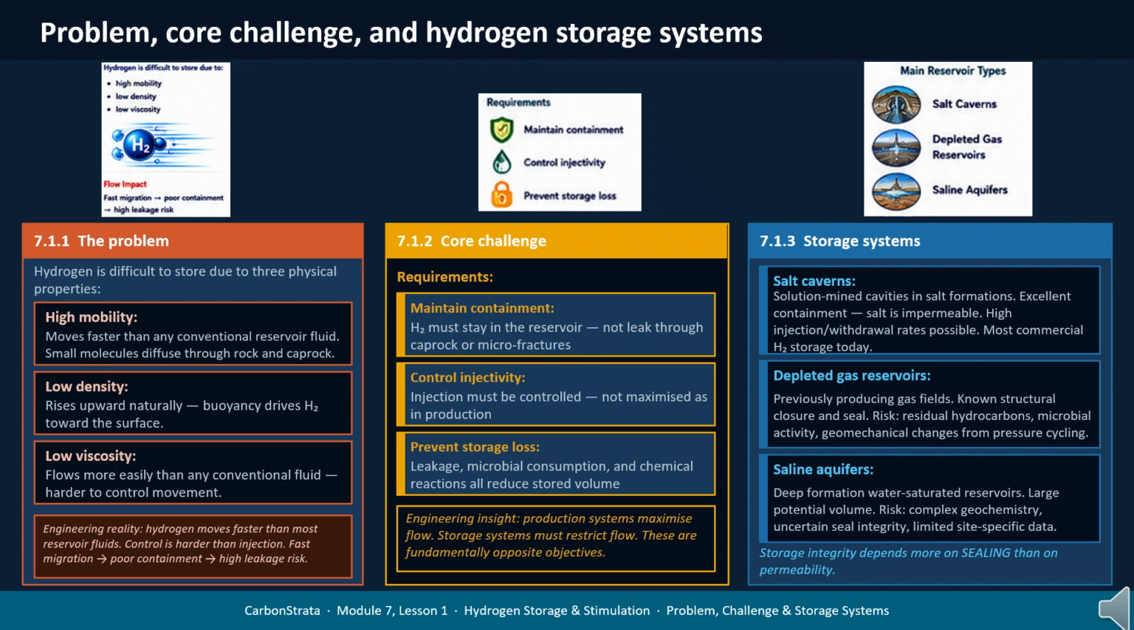The storage system also matters. Salt caverns provide strong containment and limited interaction. Depleted reservoirs are well understood, but they are reactive and evolve over time. Saline aquifers offer large capacity, but come with higher uncertainty. Final rule: storage integrity depends on the seal, and the seal changes over time.